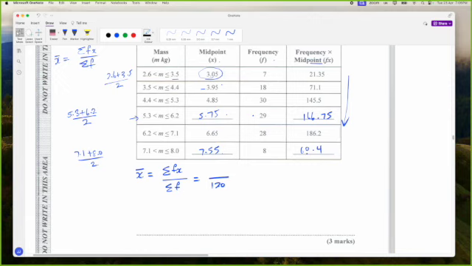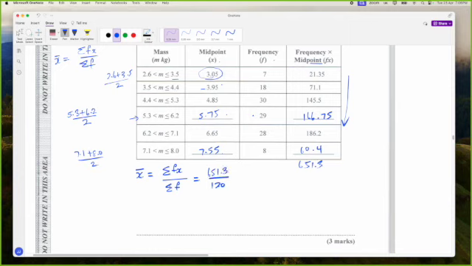Plus 186.2 plus 60.4. Thank you all for really being such a great help. 651.3. Yes, I got that as well. So 651.3.